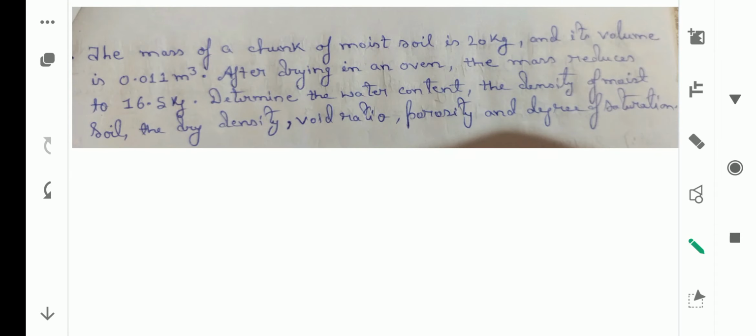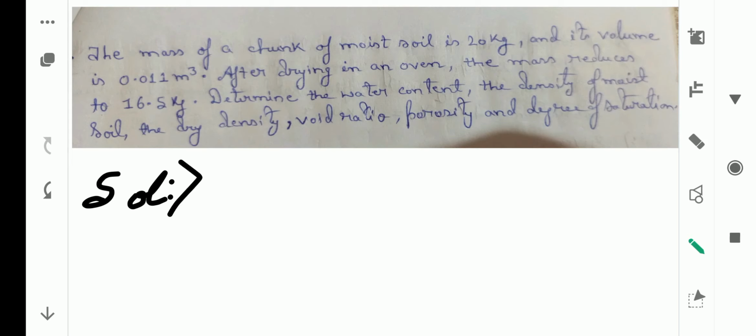Dear students, here is the question. You can read the question as: the mass of a chunk of moist soil is 20 kg and its volume is 0.011 meter cube. After drying in an oven, the mass reduces to 16.5 kg. Determine the water content, the density of moist soil and dry density, void ratio, porosity and degree of saturation. Now let us see how we can solve this question.